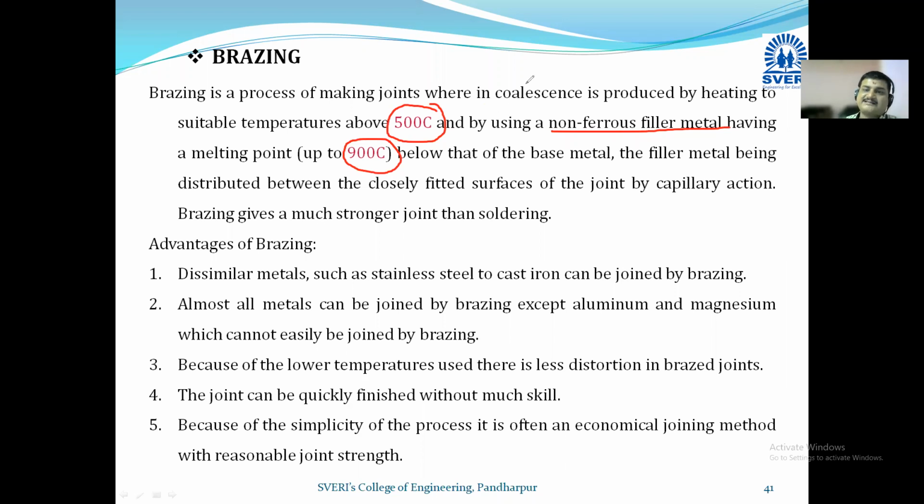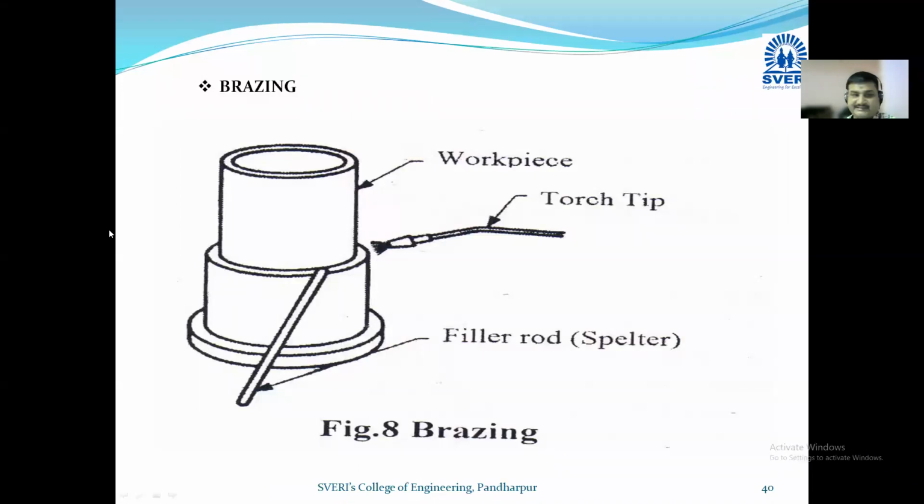Now once again we will go towards our previous diagram, and here I will explain how the brazing operation is carried out. See, this is the mounting, the part which you are seeing here. This is the mounting or the base, we can call it the base material. And on this base material, we are going to add the workpiece.